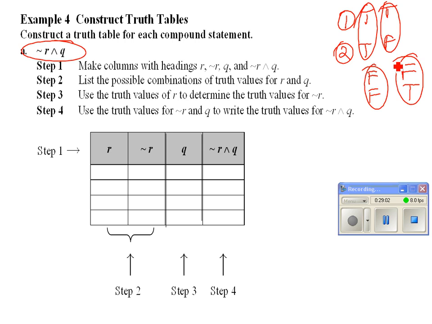So what I'm going to show you for the first column here, every single time I would just do this. True, true, false, false. 2 trues, 2 falses.